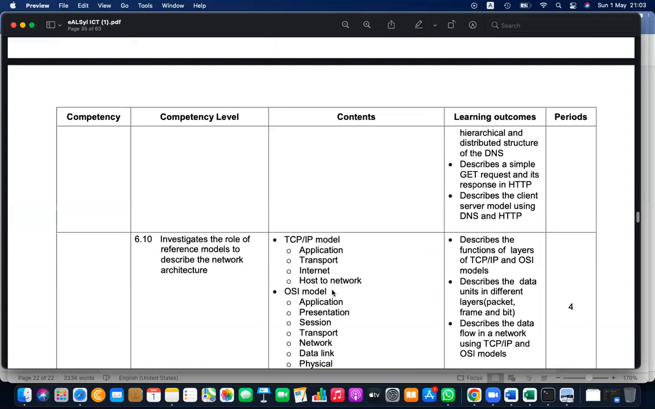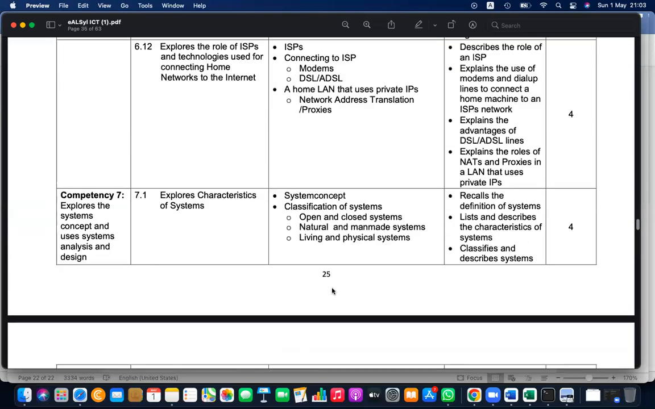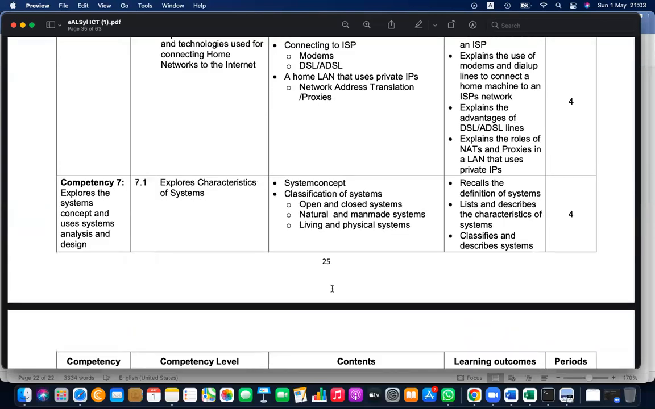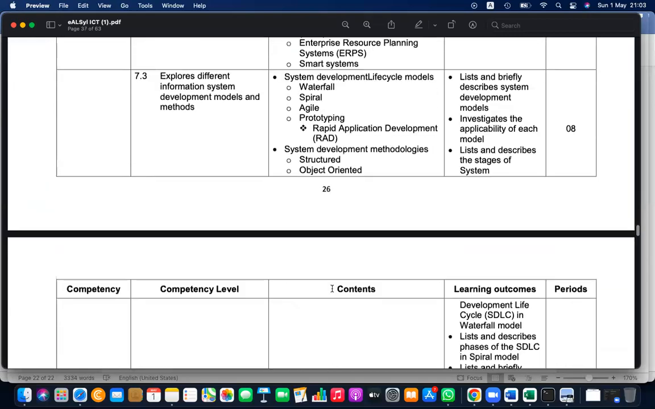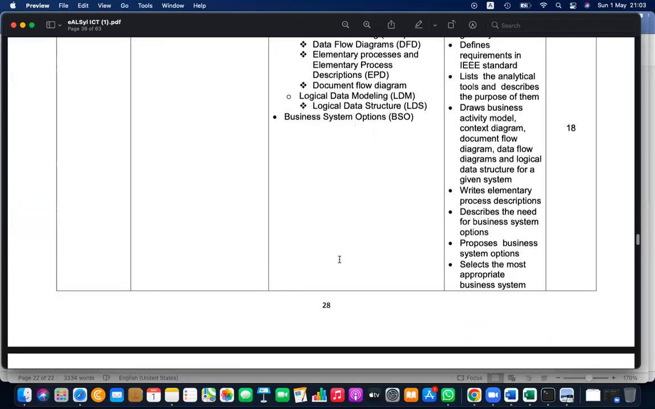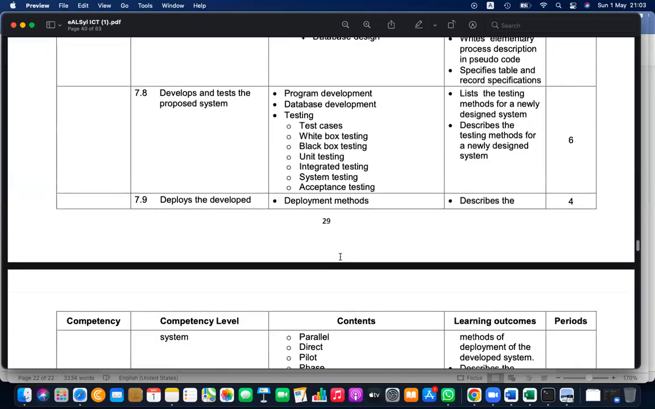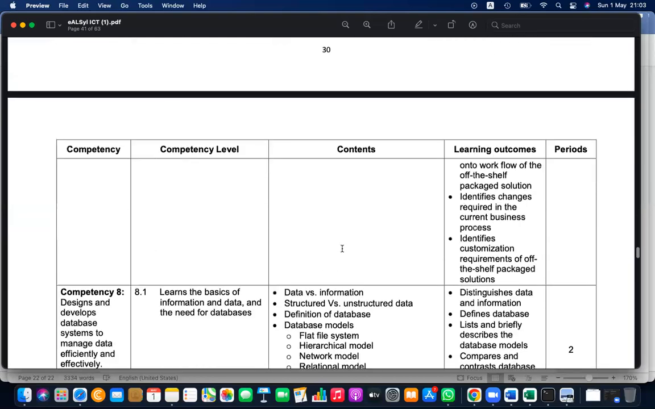This is a very big lesson. Lesson 6 is about networking, and 7 is about the systems. So that is also not done, so no need to worry about that. That will also be covered in the group class.